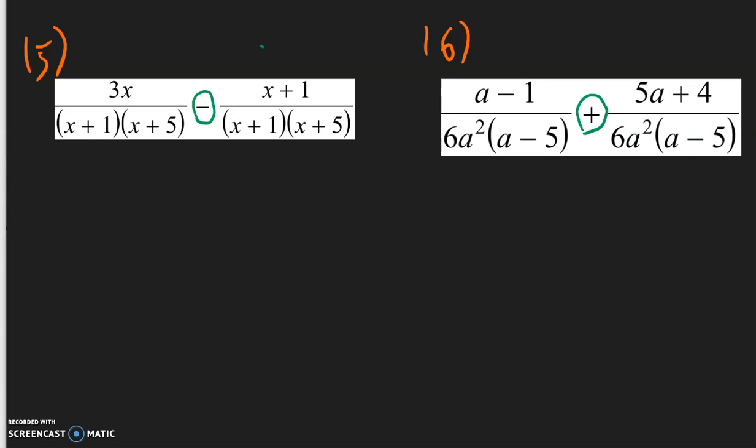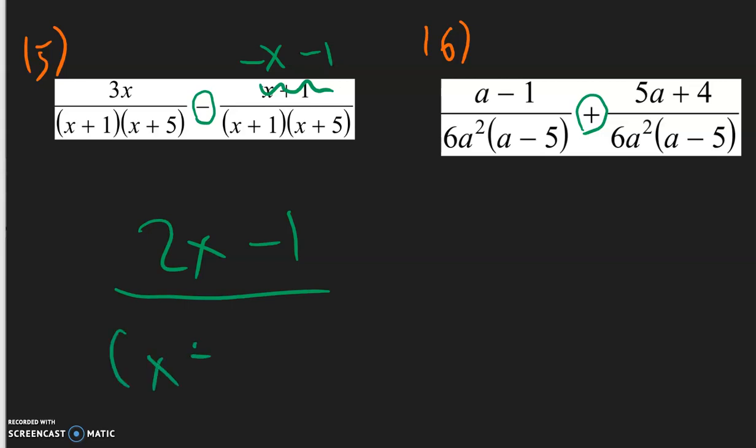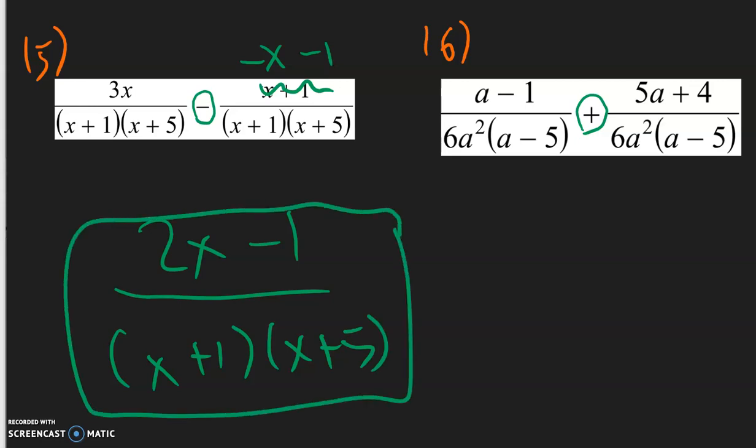So you see this positive x, make that into a negative x. You see this positive 1, make that into a negative 1. Scribble those out so you don't have to worry about it. Then we combine like terms on the top. We have 3x minus 1x, that's 2x. And then bring down the minus 1. That's all we got. On the bottom, we have x plus 1, x plus 5. And that is the answer for number 15.